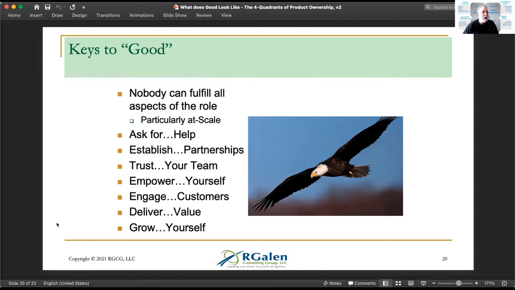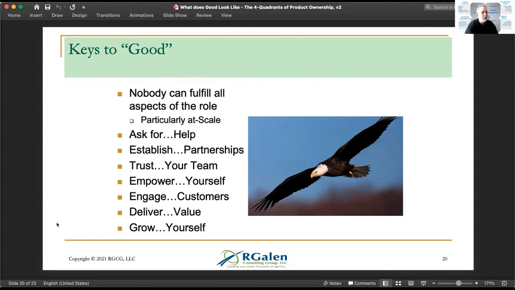Keys to good: ask for help. Have the courage to ask for help when you need it. Establish partnerships. Trust your team. Reach out to your team. Remember Link, mini-me's. Everyone with me. Mini-me's, mini-me's. That's a takeaway I want. One of your jobs should be creating mini-me's. You could have mini-me's at a leadership point of view, mini-me's at a peer level, mini-me's at a team level.